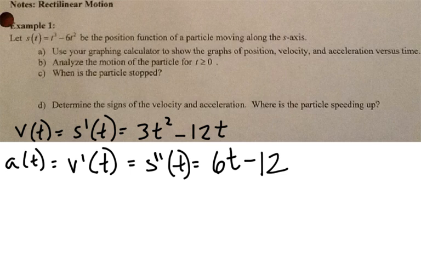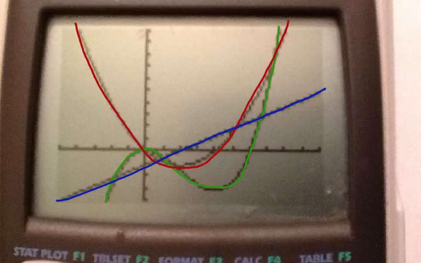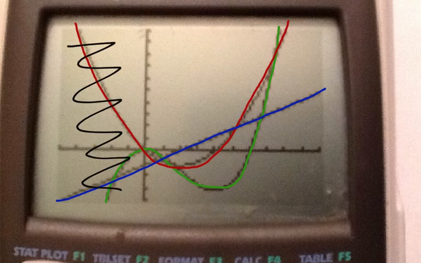So part B says analyze the motion of the particle for times greater than or equal to 0. So really I'm not concerned with anything back here in the negative time. This is my time axis, and then the y-axis represents position, velocity, and acceleration depending on which curve I'm on. Now the time here is counting by ones.